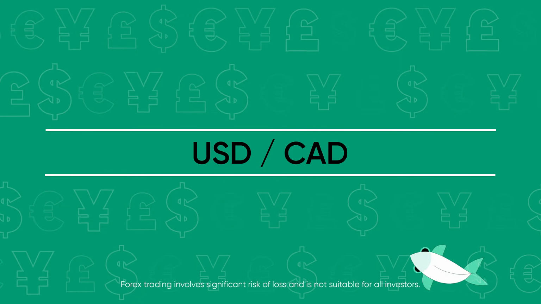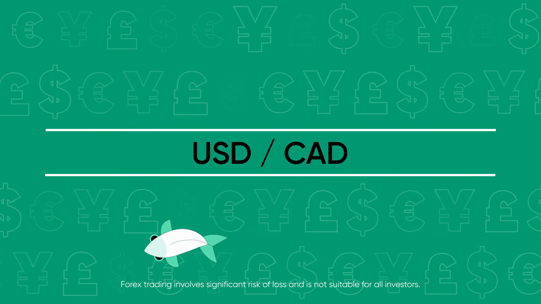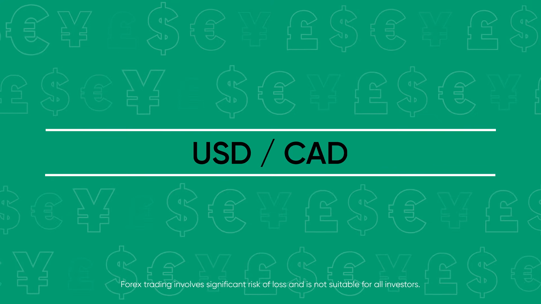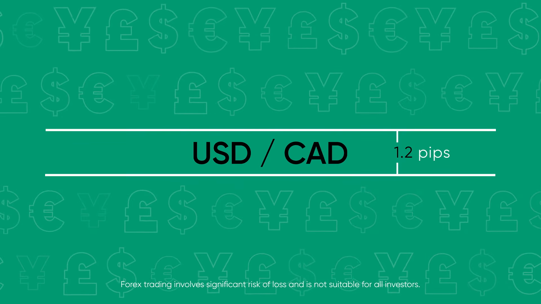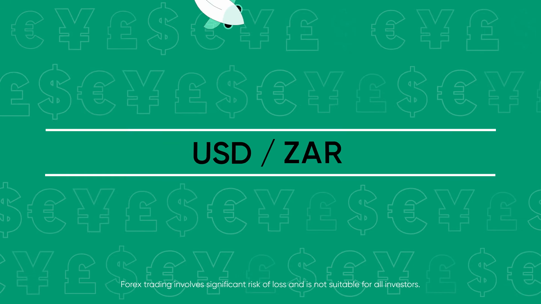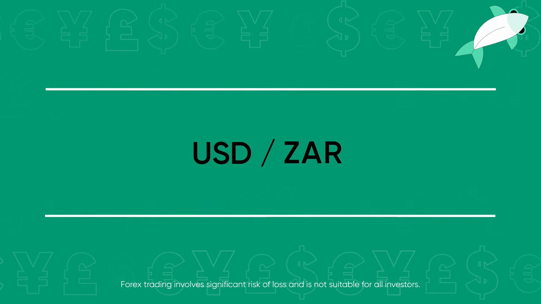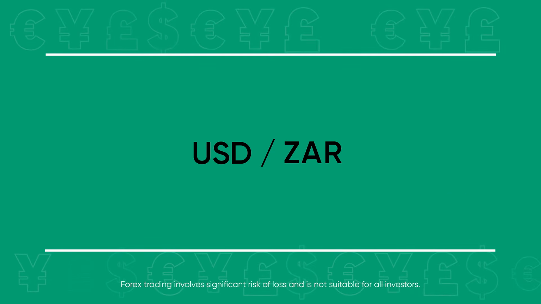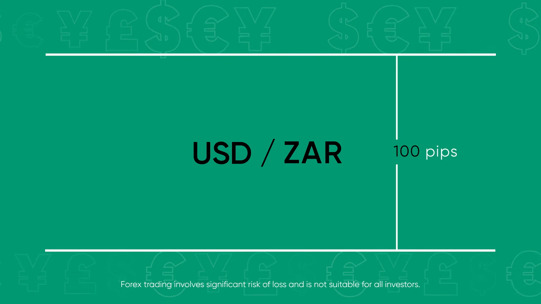As a major currency pair, trading volumes on US dollar Canadian dollar are high, leading to spreads as low as 1.2 pips, or 0.00012. US dollar South African rand, however, is an exotic pair with low volumes, where spreads can reach as high as 100 pips.